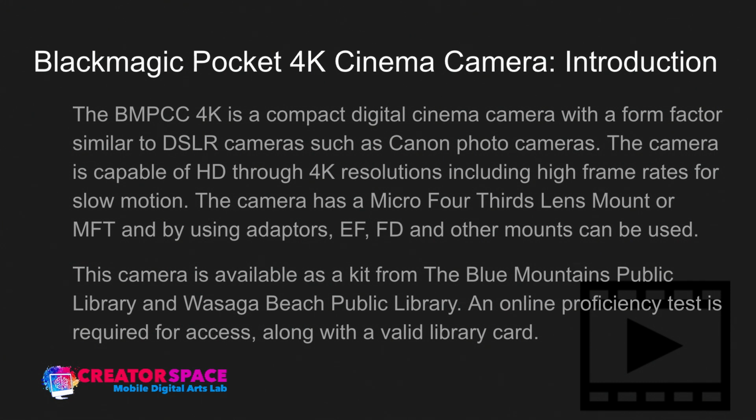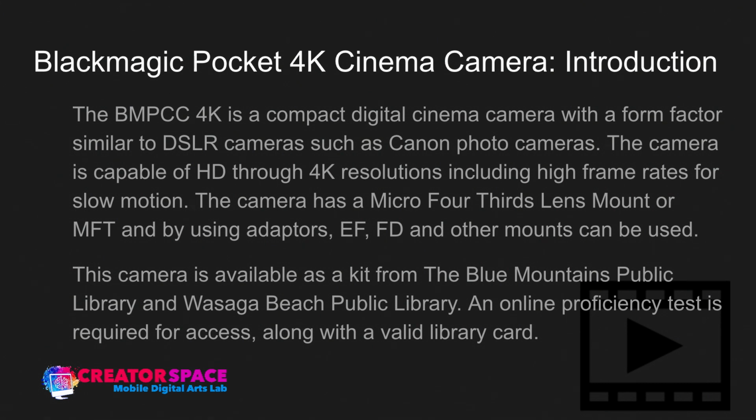It has a micro four thirds lens mount, or MFT, and by using adapters, EF, PL, and other mounts can be used. The one I'm demoing with today, I'm using some EF lenses, and that's how our kit is set up at the Blue Mountains Public Library. So we have some Rokinon prime EF lenses. And the Wasaga Beach kit is using direct MFT, or micro four thirds, prime lenses. It's the same idea. We're just attaching lenses to it, but it's a direct mount versus using an adapter in between.